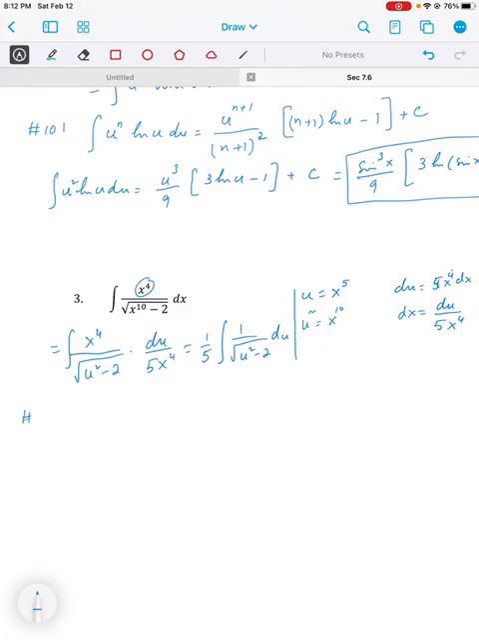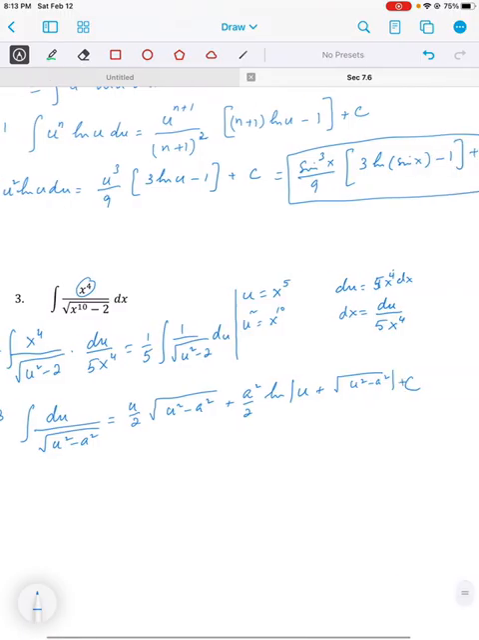So now what formula will be applied here? Well, there is formula number 43, which suggests that if you have du over square root of u squared minus a squared, then this will be equal to u over 2 square root of u squared minus a squared plus a squared over 2 ln of absolute value of u plus square root of u squared minus a squared, and then plus c.